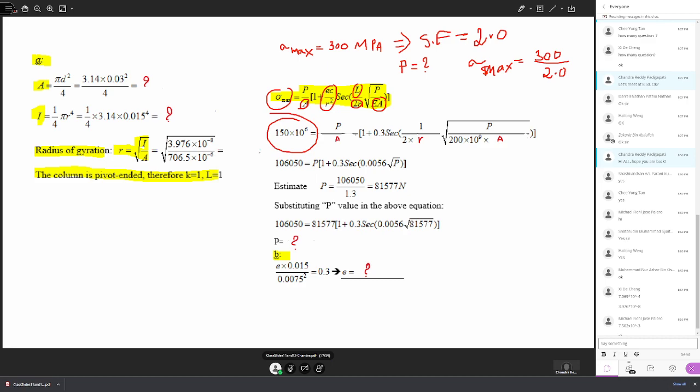So now you substitute 150 into 10 power 6. So P over A, you can write down the value of A also. Then 1 plus 0.3, EC over R square is 0.3. Then secant, so 1 over 2R, so you know the value of R. Then P we need to calculate, Young's modulus E is given, then you know A. So substitute everything into the equation.